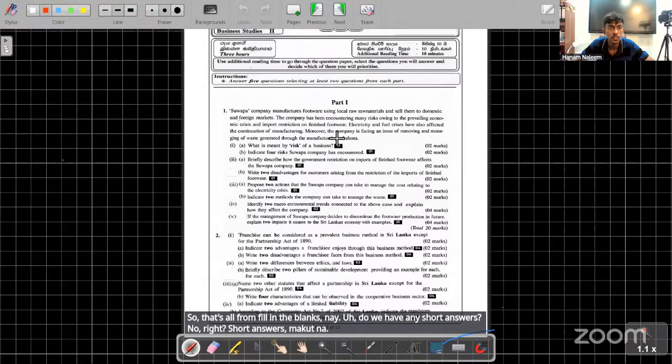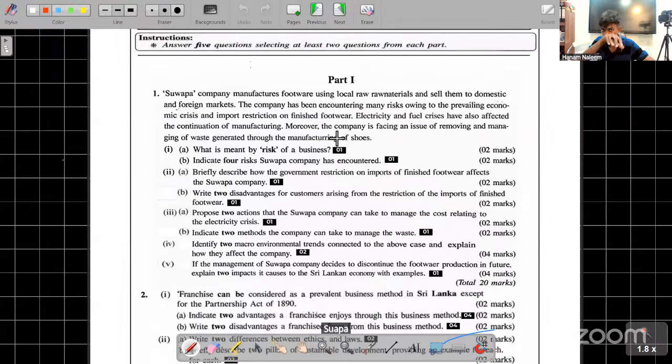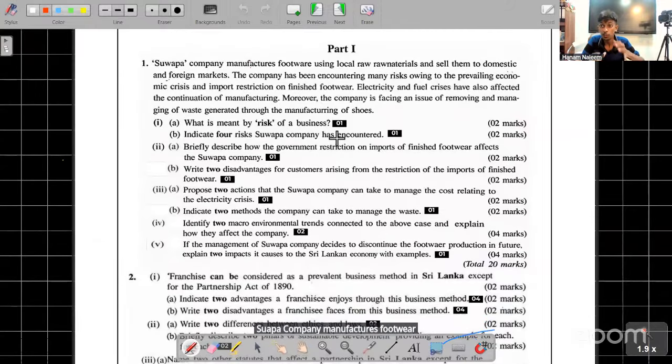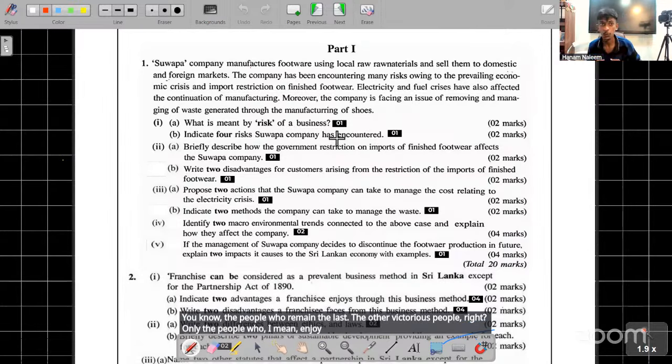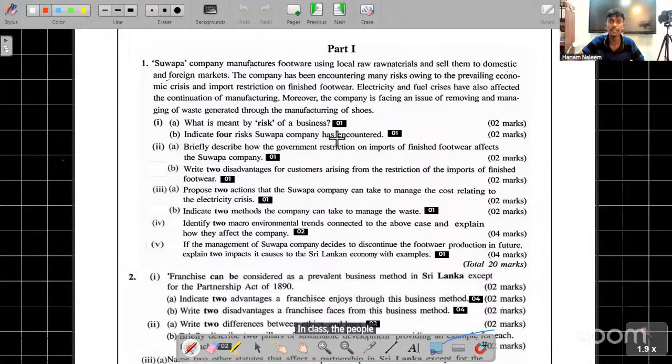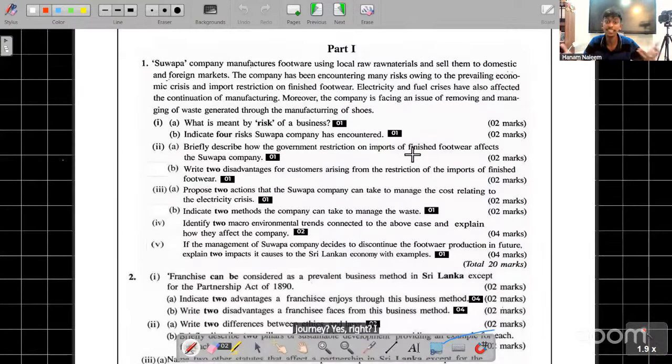Okay, part 2. Suapa company manufactures footwear using, war, do you know? War, the people who remain the last are the victorious people, right? Only the people who fight until the end will remain at the last. Same thing in a past paper, whatever the class. In class, the people who remain till the end, they are only warriors. True, right? I'm just generally saying.